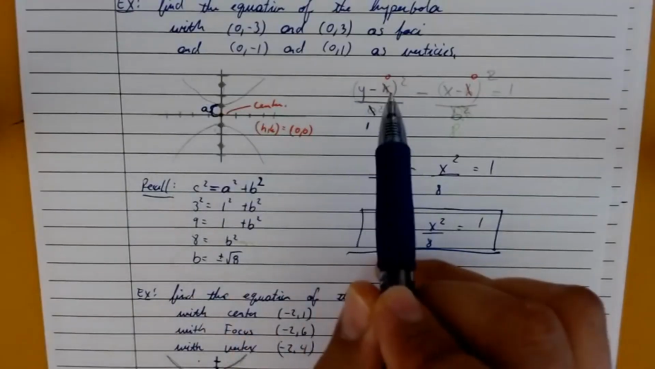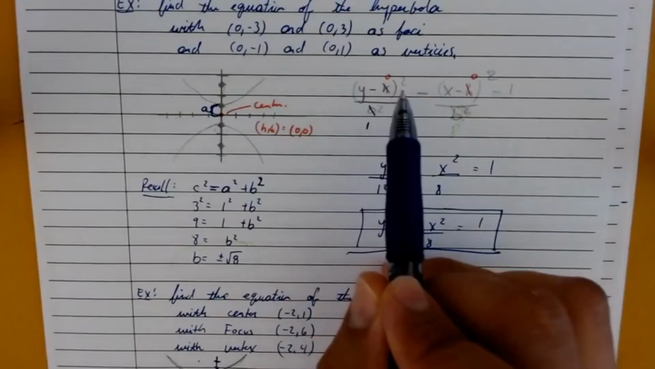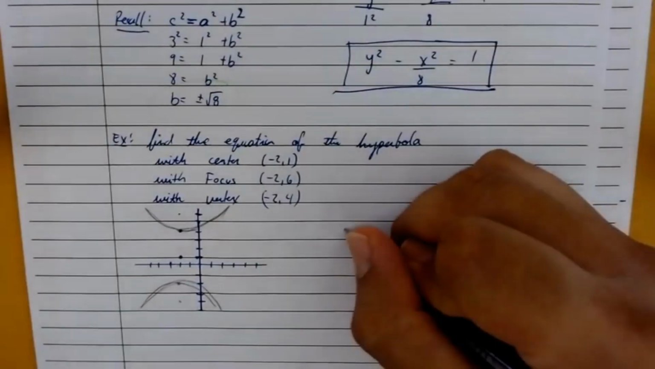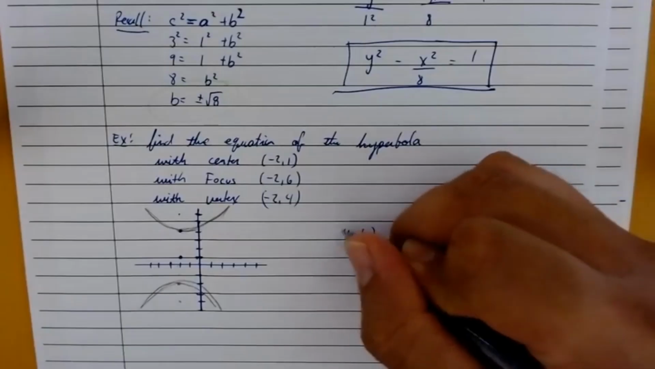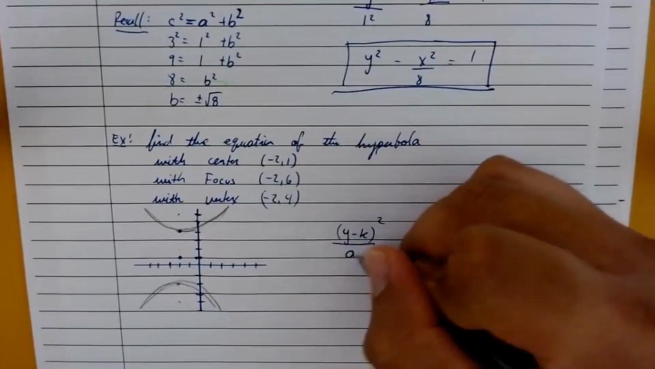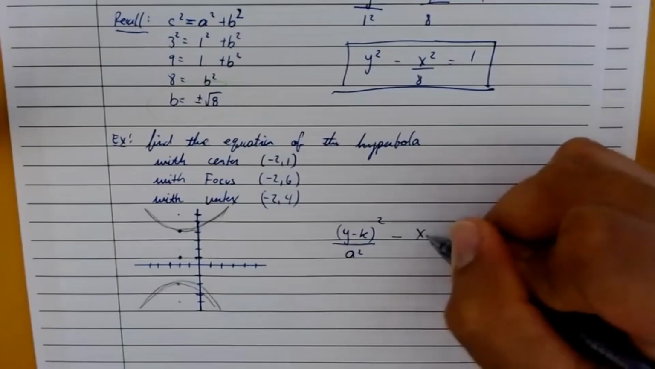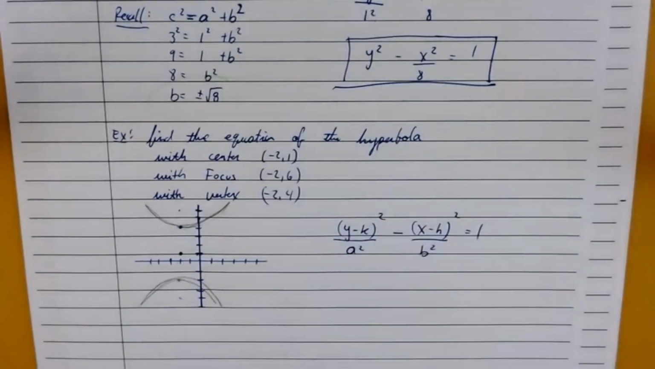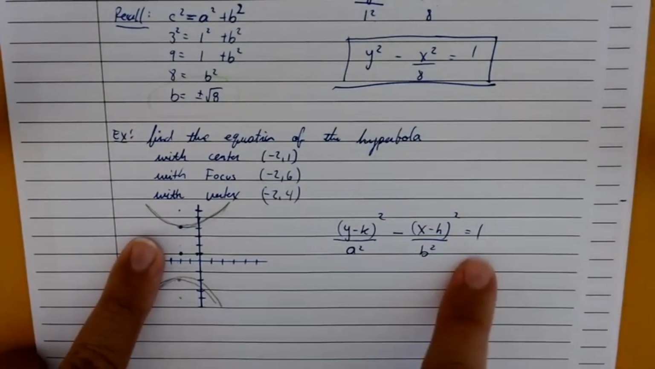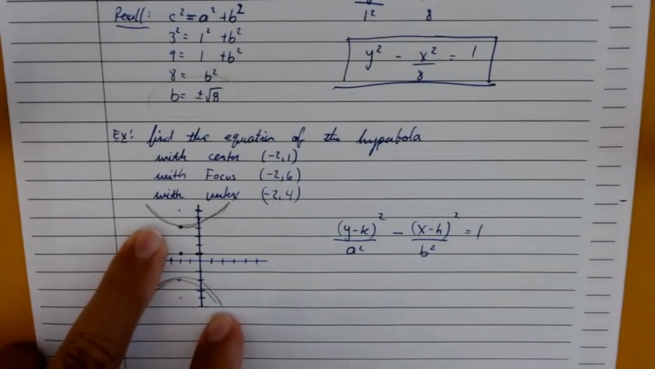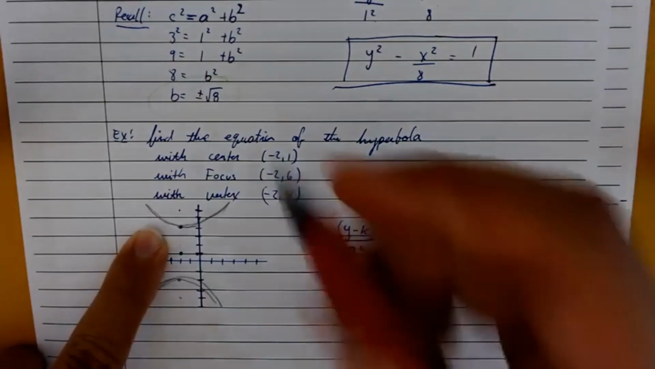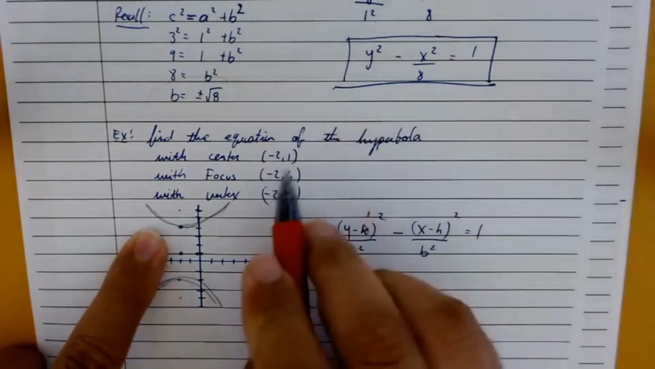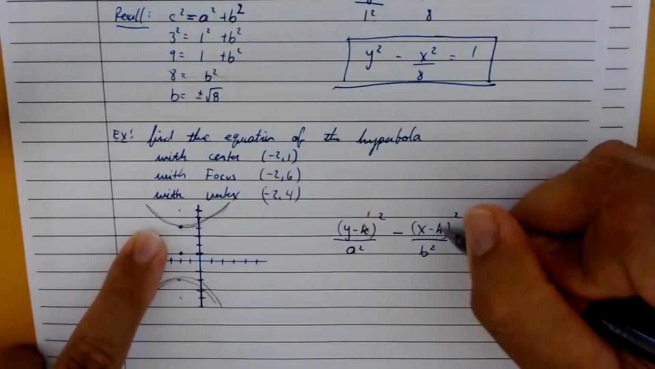That means your y will be the variable in the numerator of your positive term. So here that's going to be y minus k squared over a squared minus x minus h squared over b squared equals 1. So that already tells us the orientation. We know our center, that's going to be -2, 1. Okay, so here we can plug in this k is 1, right, that's your y value. Your h is going to be -2.